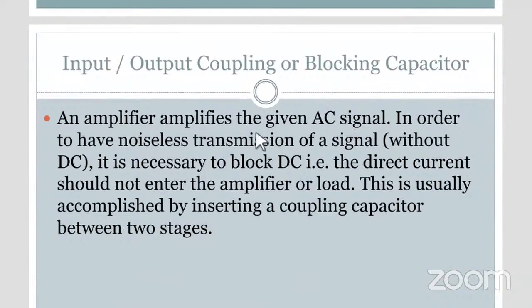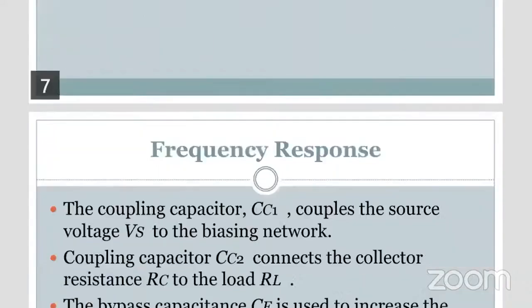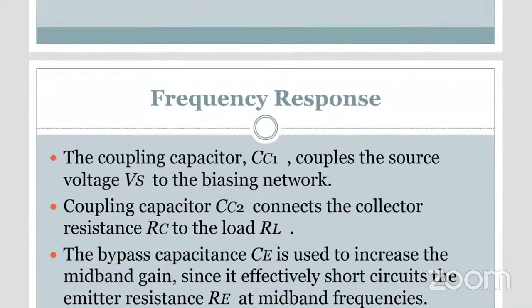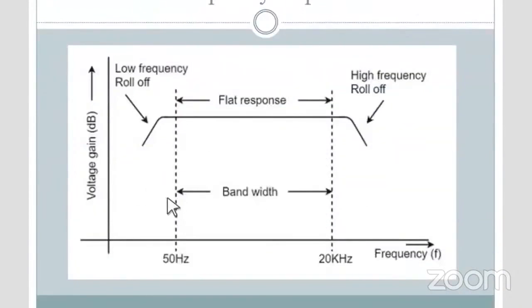In order to get a noiseless signal, it is necessary to block the DC, that is, direct current should not overload. So we use blocking capacitors. Now let's move to the most important point of this experiment, that is the frequency response. Okay, let me show you the graph first. So this is the frequency response.